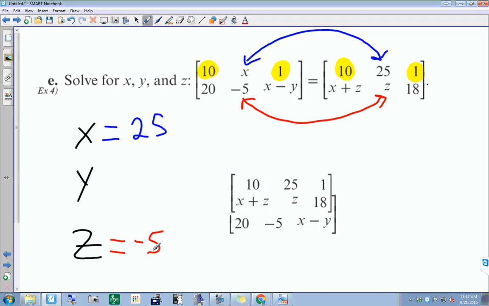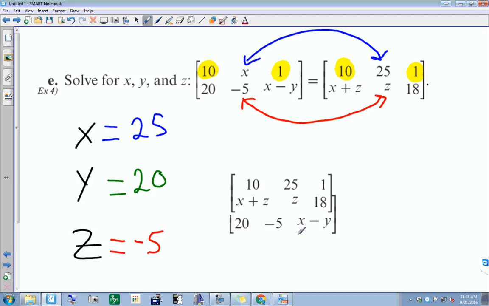So that helps, right? So now I've got to figure out what in the world x plus z is. Well, what is x plus z? What number should it be? It should be 20, right? Because x plus z is 20. What's x? 25. What's z? -5. What's 25 plus negative 5? 20. So it matches up.